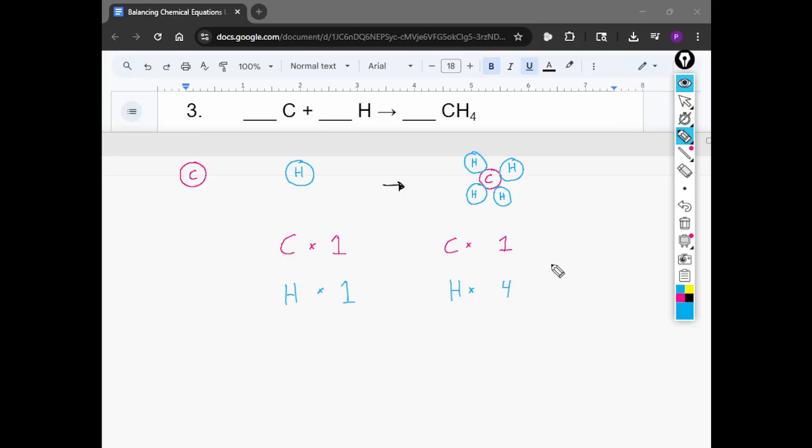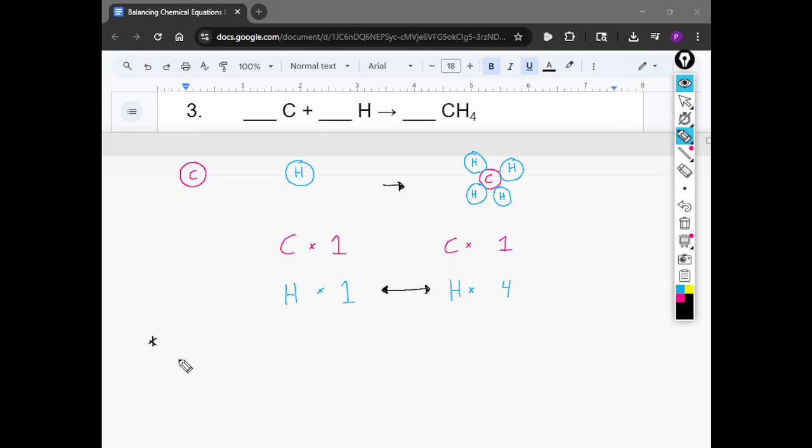Anyway, if you guys take a look, the element that is not balanced, it is unbalanced, and the element that's unbalanced is hydrogen, right? You guys see that? There's 1 on the left, 4 on the right. Now, I want you guys to write this down because today we're learning how to fix these unbalanced equations.